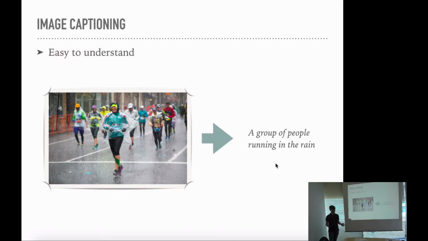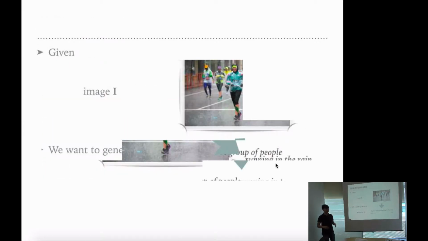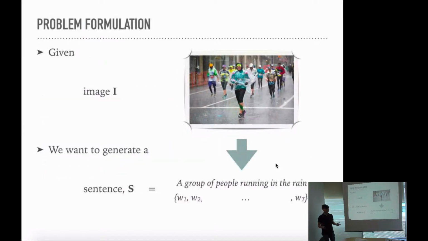So let's formulate this problem. We have an image I, and we want to generate a sentence S. And in a sentence, there's a group of words, W1 to WT. And W1 equals the first word, which is A, and WT equals the last word, which is rain. So, yeah, it's simple. So why do we really need image captioning?